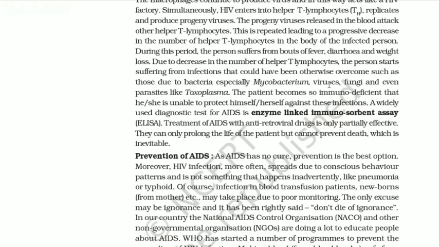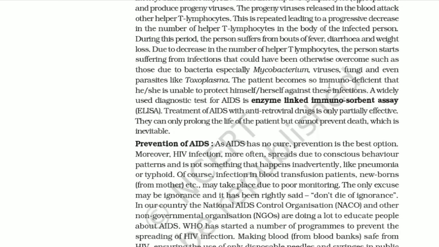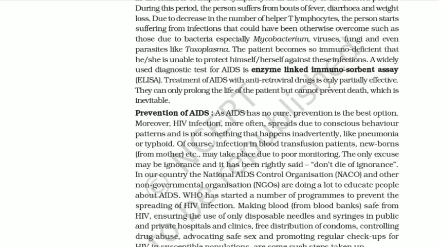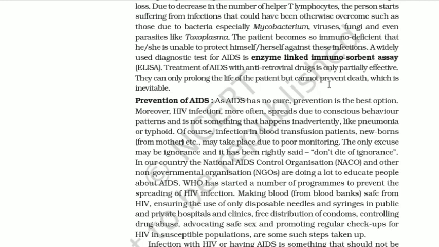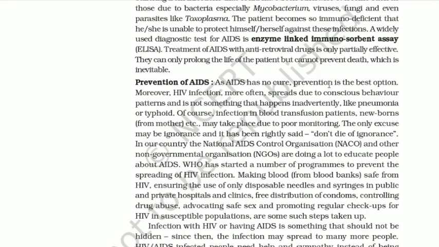The progeny viruses released in the blood attack other helper T lymphocytes. This is repeated, leading to a progressive decrease in the number of helper T lymphocytes in the body of the infected person. During this period, the person suffers from bouts of fever, diarrhea, and weight loss. Due to decrease in the number of helper T lymphocytes, the person starts suffering from infections that could have been otherwise overcome, such as those due to bacteria, especially mycobacterium, viruses, fungi, and even parasites like toxoplasma. The patient becomes so immunodeficient that she is unable to protect himself or herself against these infections.